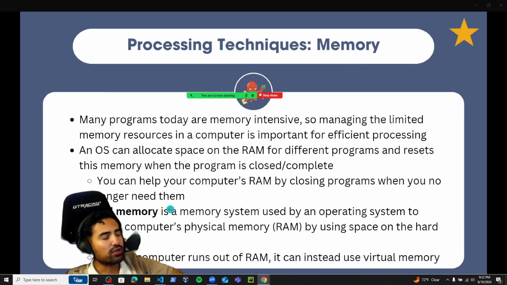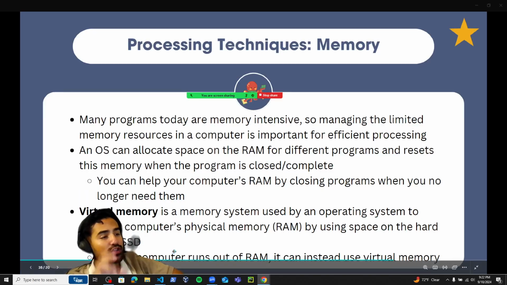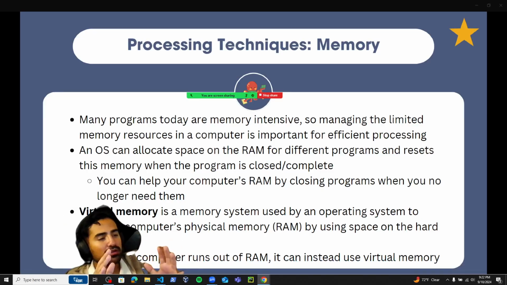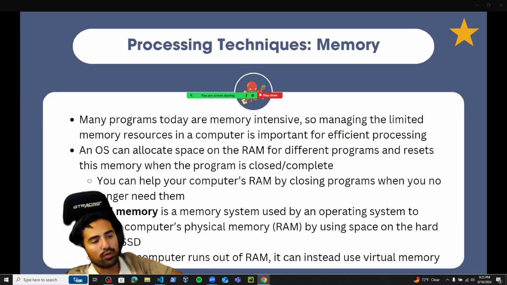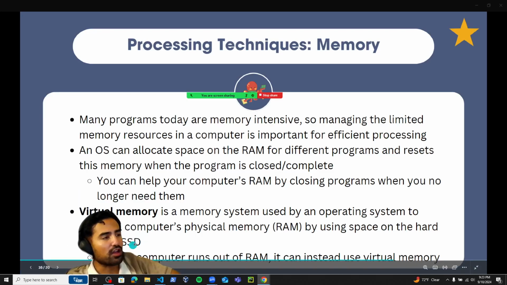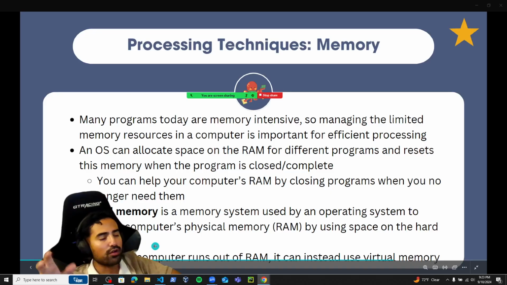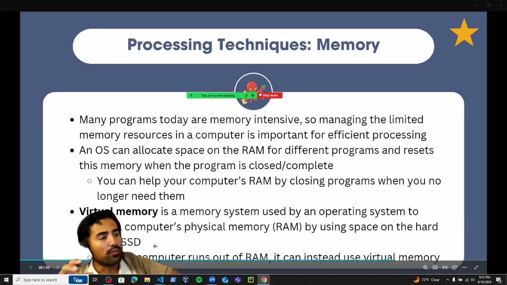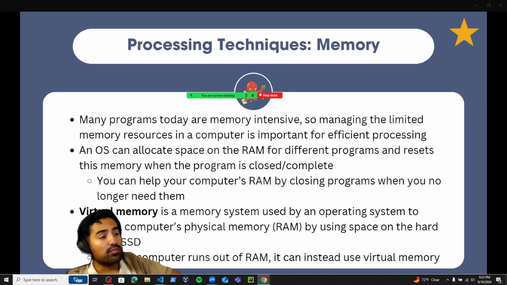All right, so what's a trick for a computer to extend its RAM, extend its memory? Virtual memory. So virtual memory is a memory system used by an OS to extend the computer's physical memory. So RAM has its limit. But there are other storage systems, like we talked about, the ROM, right, or the auxiliary storage. So by leaning on the hard drive or the solid state drive, the SSD, so other memory hardware, you can use that hardware in place of the RAM.